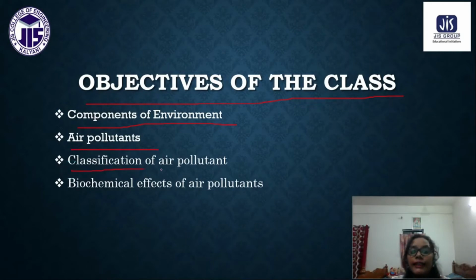We will see the classification of air pollutants, and the biochemical effects of those air pollutants. If we have those air pollutants in our air and we are inhaling them continuously, what biochemical effects can any type of living system have? That we will also discuss in today's class.